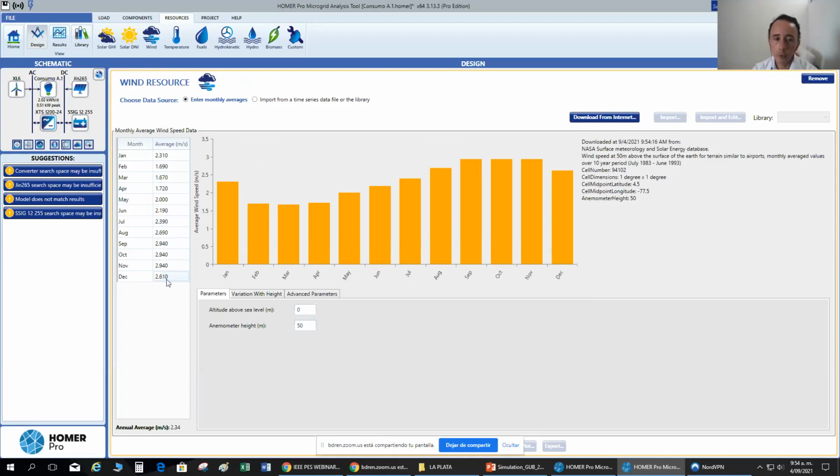It is too low. Why? An average of 2.34 meters per second can move any wind turbine? Most of them begin from 3 meters per second up to 20, 25 meters per second. They need this resource, and in this place we just have 2 meters per second. Anyway, let's put it in and calculate.